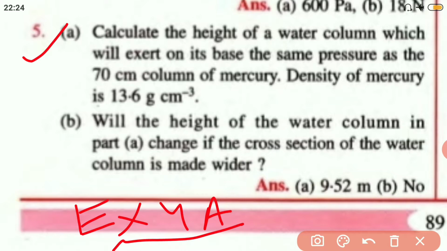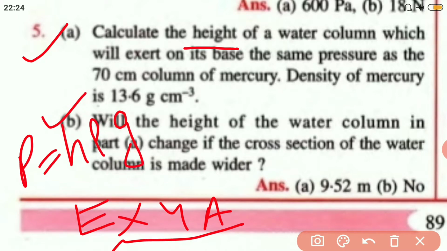Calculate the height of a water column which will exert on its base the same pressure as a 70 centimeter column of mercury. So here things are given to us. Calculate the height. Of course I am supposed to use this formula, P equals H rho G. Two things are given, water and mercury, and they are exerting the same pressure, right? Density of mercury is also given.